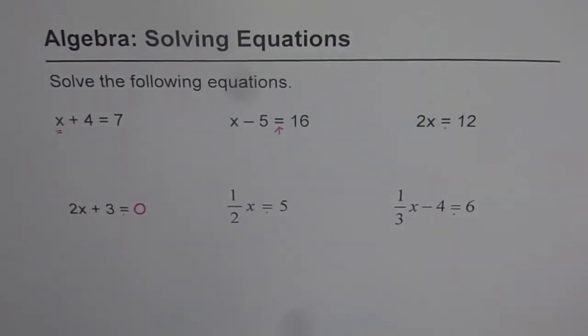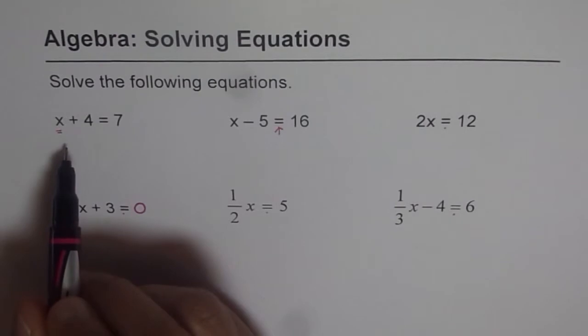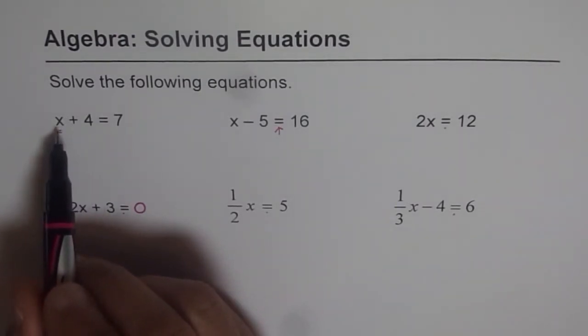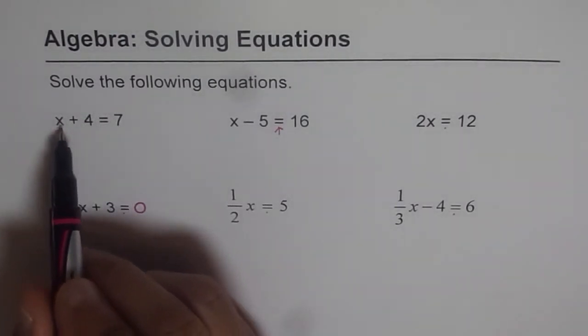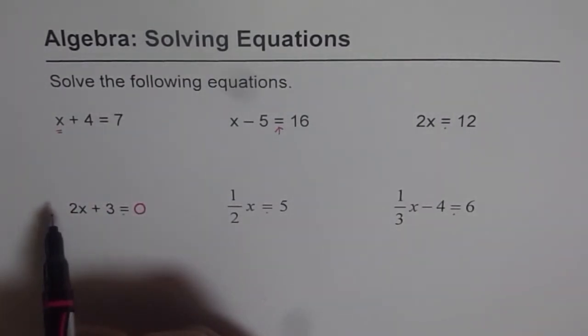So the first one is x plus 4 equals 7. How do I get the value of x? It's easy for you. You can say, well, we know 3 plus 4 is 7, so x should be 3. So that is the right answer. Okay. The way you did it is intuition, right? Or trial and error. Here is the algebraic way of doing it.